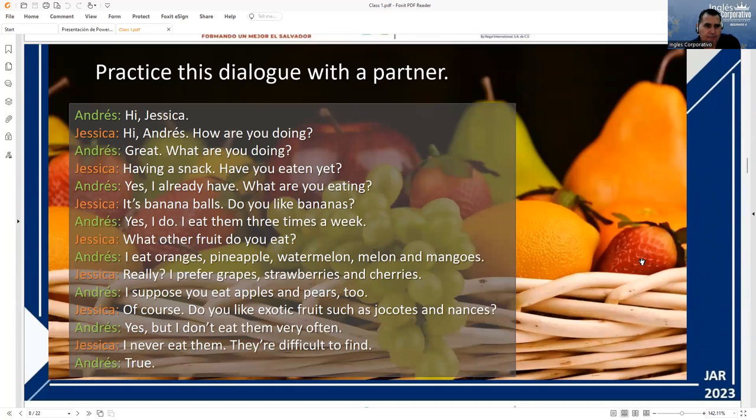Practice this dialogue with a partner. Hi, Jessica. Hi, Andres. How are you doing? Great. What are you doing? Having a snack. Have you eaten yet? Yes, I already have. What are you eating? It's banana balls. Do you like bananas? Yes, I do. I eat them 3 times a week. What other fruit do you eat? I eat oranges, pineapples, watermelon, melon and mangoes. Really? I prefer grapes, strawberries and cherries. I suppose you eat apples and pears too. Of course. Do you like exotic food and exotic fruit such as jocotes and nanses? Yes, but I don't eat them very often. I never eat them. They are difficult to find. True. True.